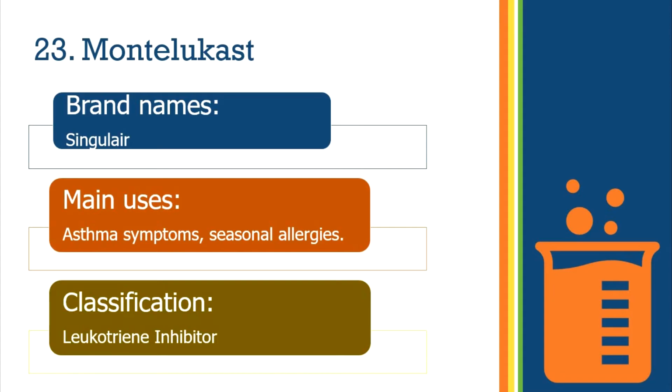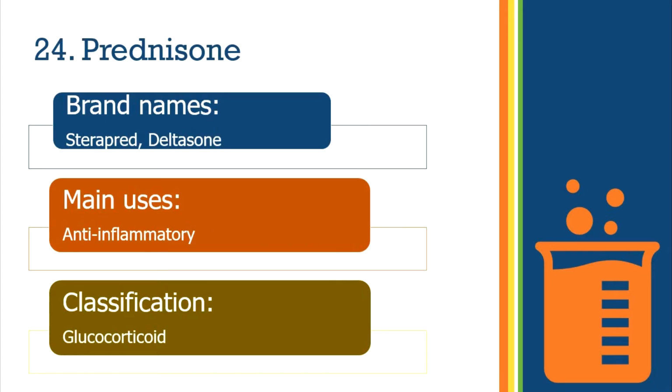Montelukast. Brand names are Singulair. The main uses are for asthma symptoms or seasonal allergies. Classified as leukotriene inhibitor. Prednisone, also known as Deltasone or Sterapred. It's an anti-inflammatory drug classified as a glucocorticoid.